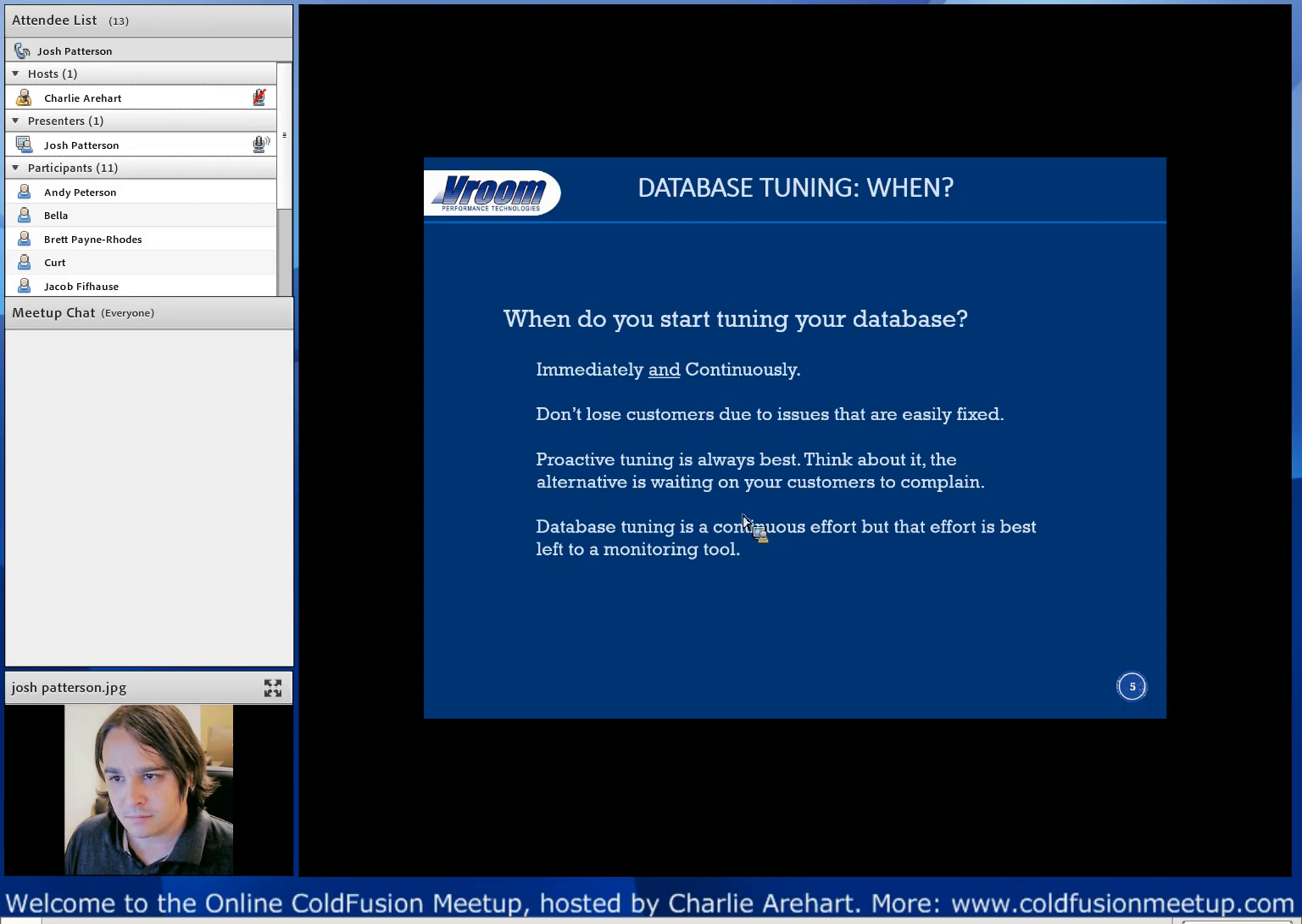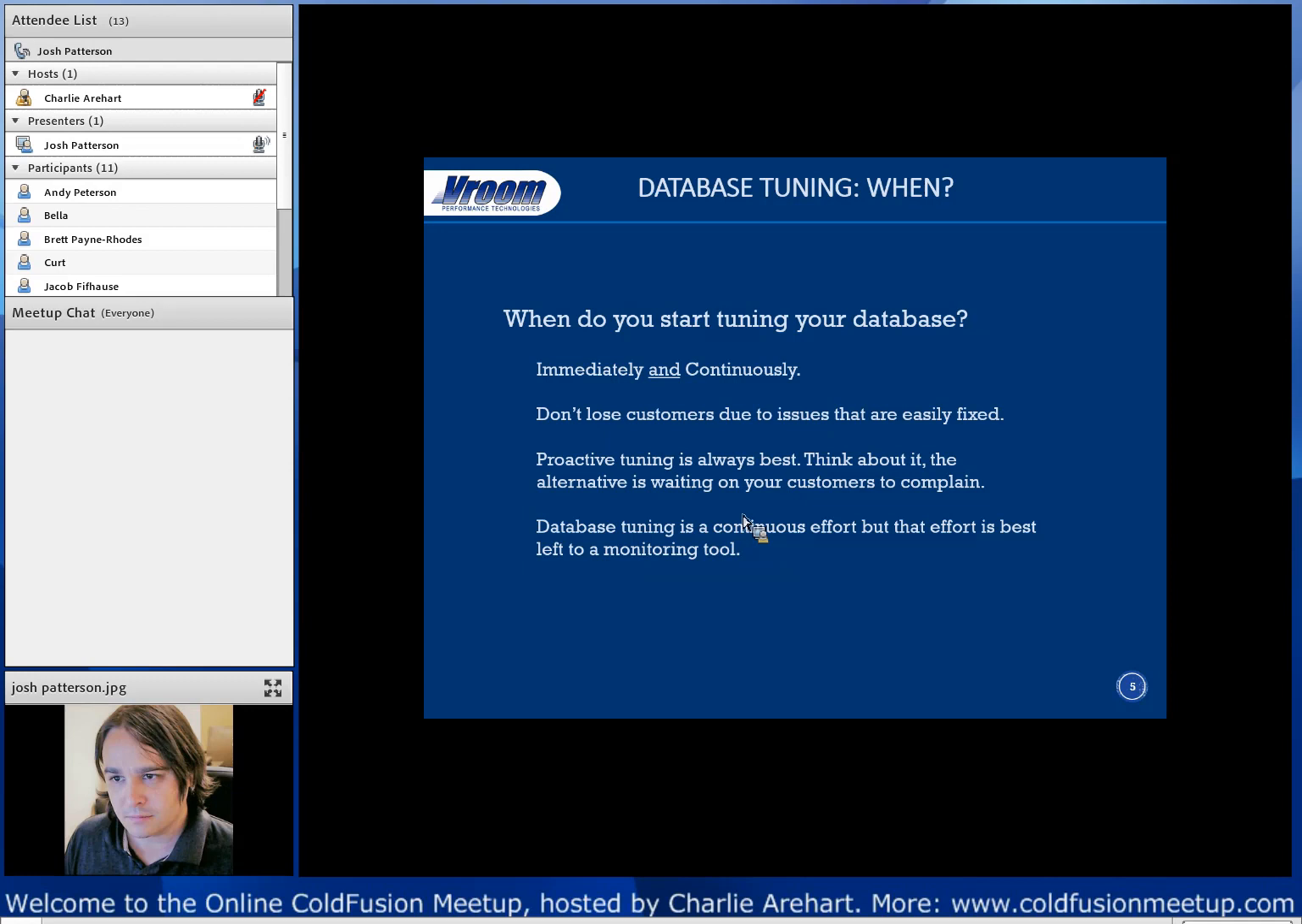And proactive tuning is always best. That's the immediately part. If you think about it, the alternative to proactively tuning your database is quite literally waiting on someone else to say, "Hey, this is now unacceptable," and now you not only have to deal with that little bit of fallout, but you have to start trying to tune this thing under the heat of, hey, we're not working right now. What's going on? Why can't we get into stuff? And you're usually not going to come up with the best solutions in those situations.